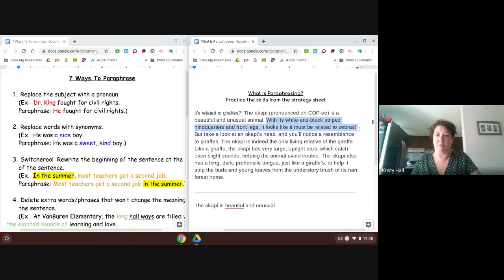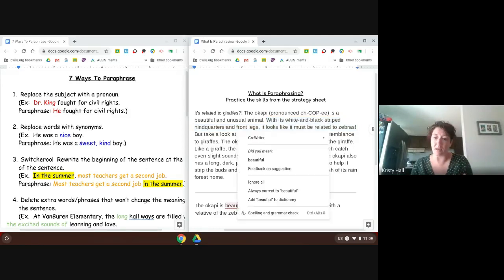So let's take a look at this part. They're talking about the stripes on its front and back legs, and then it might be related to zebras. So I'm going to try switching that around. Instead of the okapi, it is often confused with a relative of the zebra because it has striped legs. So I changed hindquarters and front legs to just legs. I took out white and black and just wrote striped. And instead of saying it looks like it's related to the zebra at the end, I put that at the beginning, that it's often confused with a relative of the zebra. So here I took a few different strategies. I did a switcheroo. I replaced the subject with a pronoun. I eliminated some words that I didn't need. So there I did a few things to paraphrase.